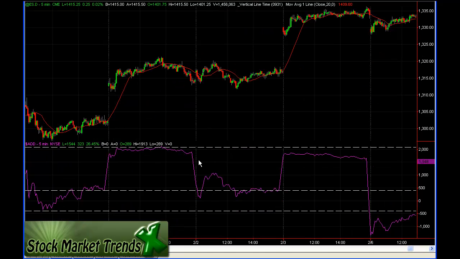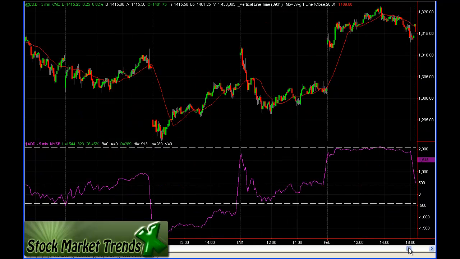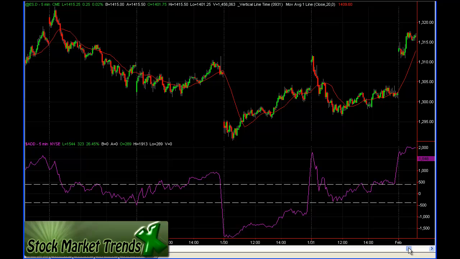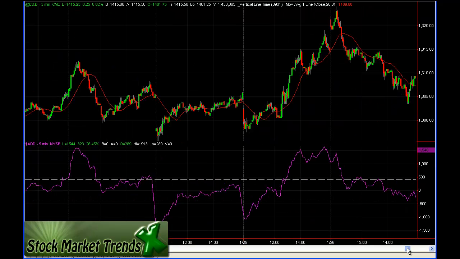I call it the breadth, right? Most people call it the breadth, the advances minus decliners. And the breadth reading can get strong and take a while to correct. So sometimes it'll keep you out of a potential move.